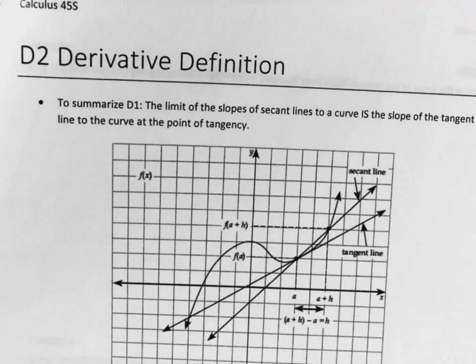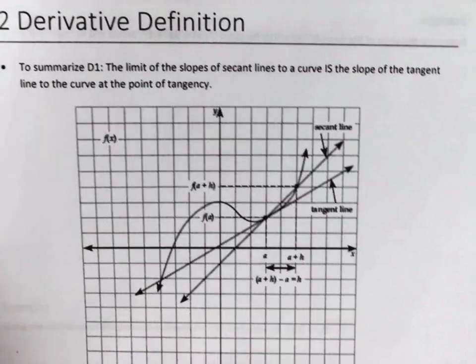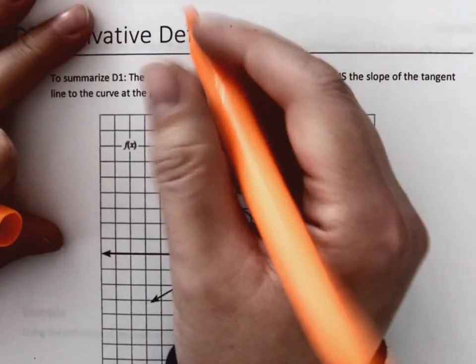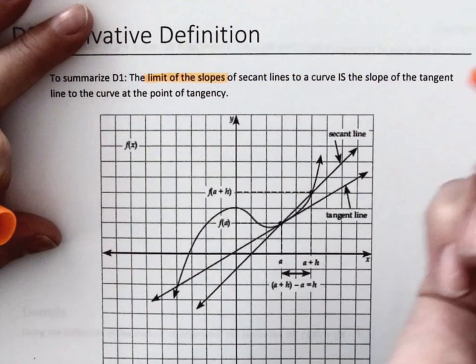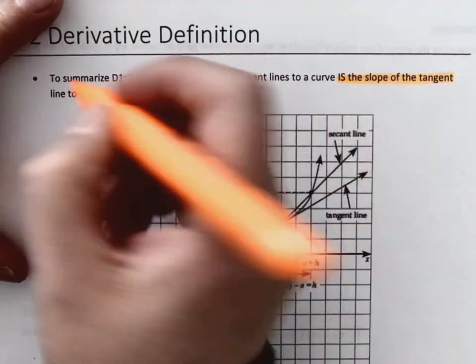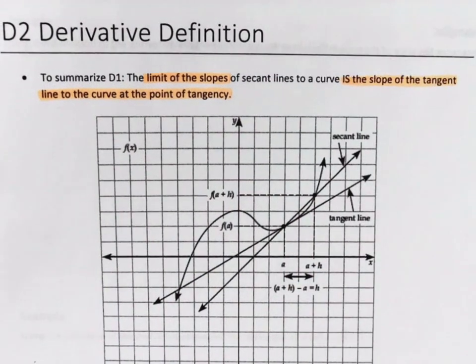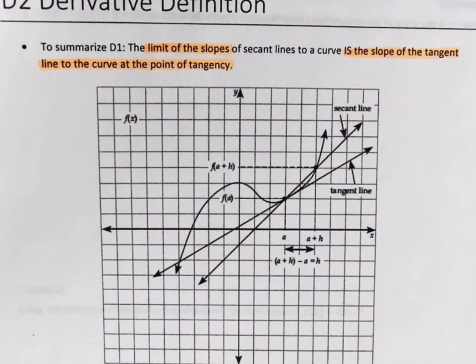We learned how to use the limit of the slopes to find the slope. Usually slopes are straight lines, but we use the limit to find the slope at a point of tangency. So we know that the limit of the slopes is the slope of the tangent line to the curve at a particular point, at that point of tangency. So that's what we learned in D1.